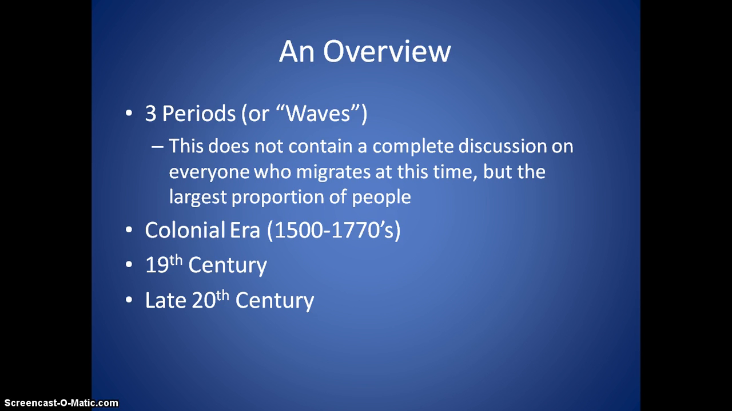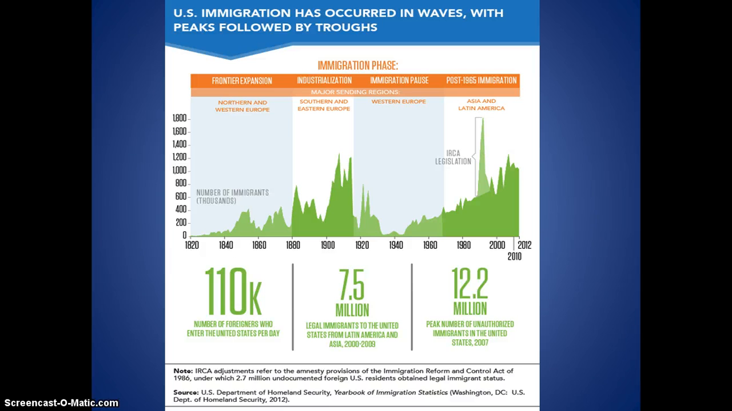So you can see what it is broken down into: 3 different periods. The colonial era, roughly 1500 or so, when the age of exploration begins with the Europeans, and then up into the 1770s. Then the 19th century, including pretty much most of the 1800s, and then you have the late 20th century.